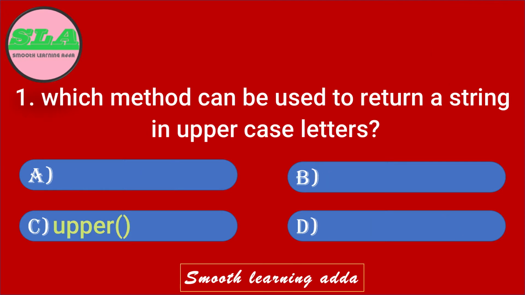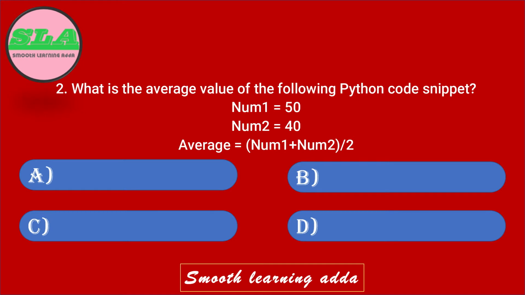Option C. Upper method. What is the average value of the Python code snippet? Num1 is equal to 50. Num2 is equal to 40. Your time starts now.